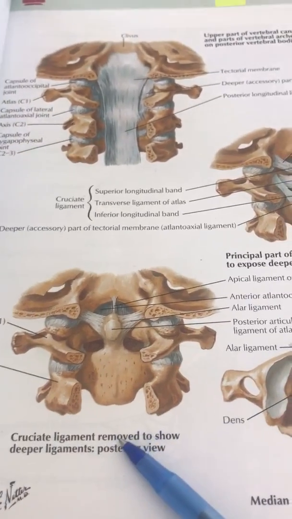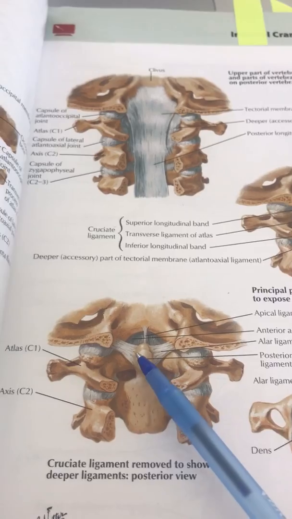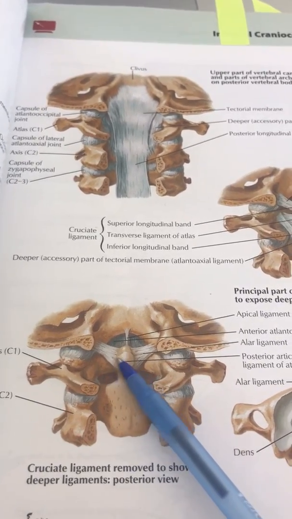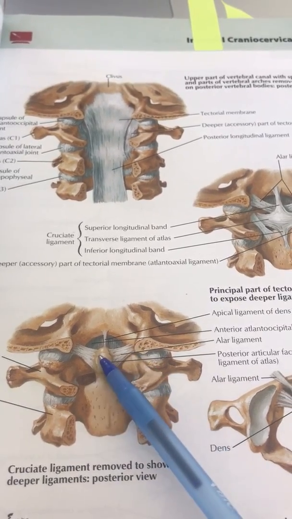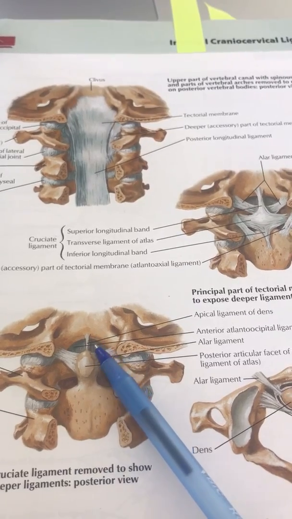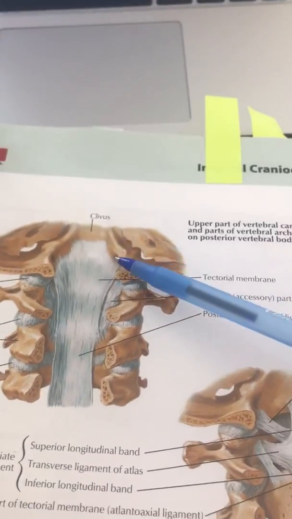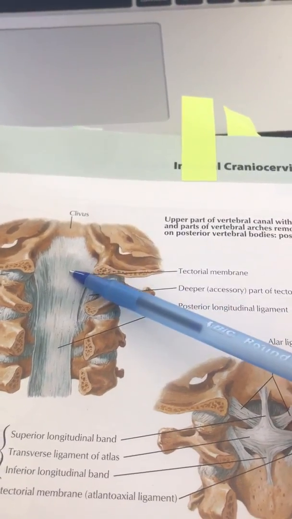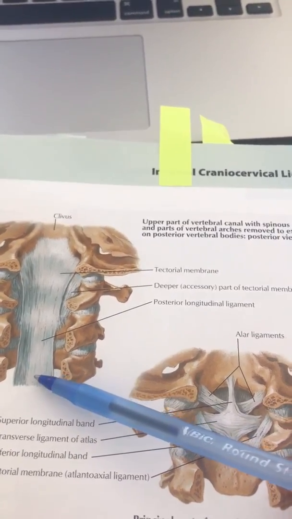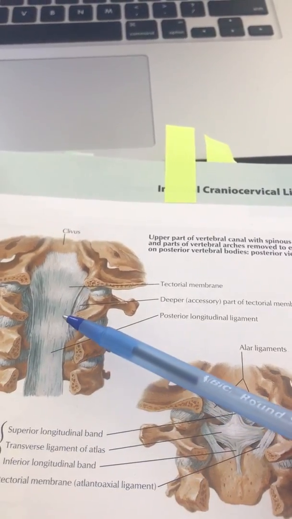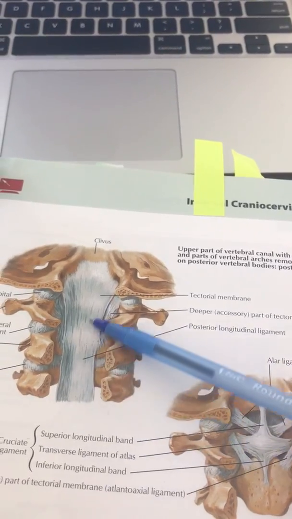This picture down here, we've taken away the cruciate ligament and some bone too. So we're looking deeper. And those two ligaments are the alar ligament. So it goes from kind of either side of the dens, holding it into place. And then the apical ligament, this little guy here. So we also have the tectorial membrane. And remember, that's just a continuation of the posterior longitudinal ligament. So the PLL goes from the sacrum all the way up to C2, and above C2, now it's called the tectorial membrane. So they're the same continuous band.